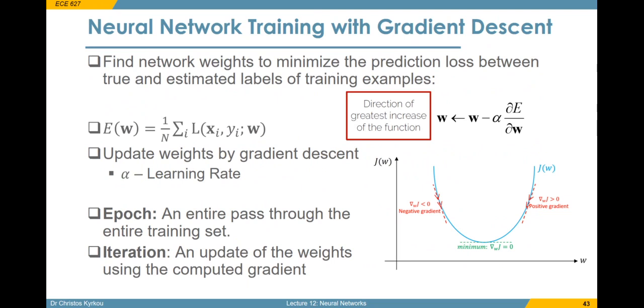So to find the weights that minimize our prediction loss, we will use the following update rule. Basically, we will subtract from the initial value of the weights the value of the derivative of the loss function with respect to that weight times a learning rate, which influences, as we will see next, the step that we take during the update process.